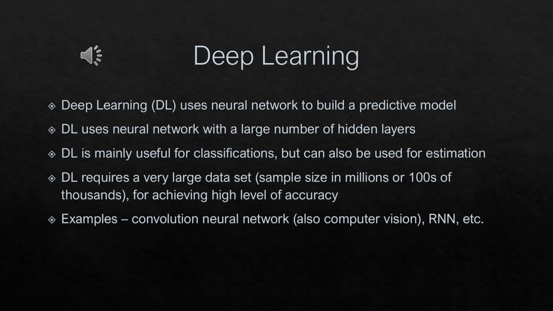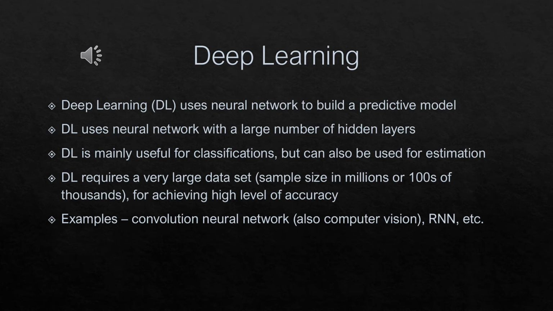We use deep learning to solve a complex problem, and basically we use deep learning for unstructured data such as text data or images or videos, audios. Those kinds of unstructured data are used in deep learning to solve a complex problem. Now deep learning uses neural networks to build a predictive model, but to build a deep learning model, we need to have a very large number of hidden layers.